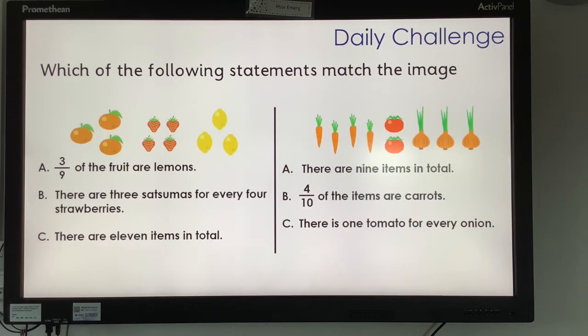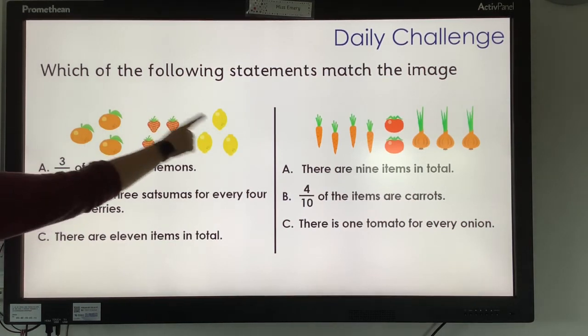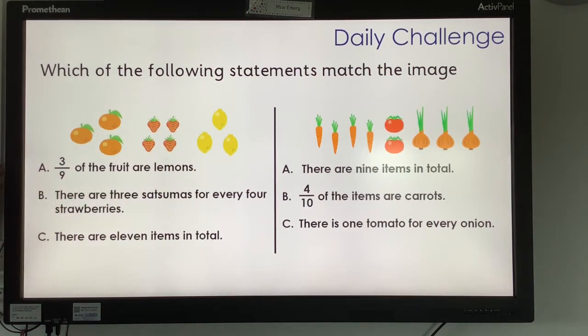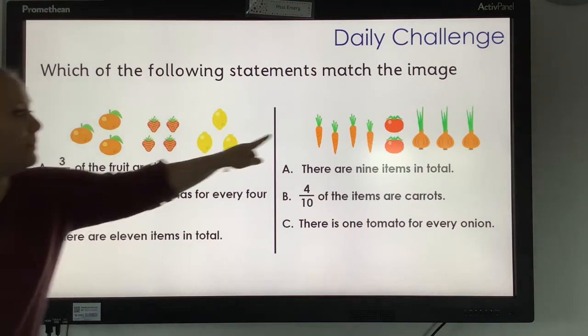Which of the following statements match the image? So this is your image. Which of these match? 3/9 of the fruits are lemons. There are 3 satsumas for every 4 strawberries. And there are 11 items in total. Then your picture is the one with the carrots and stuff.